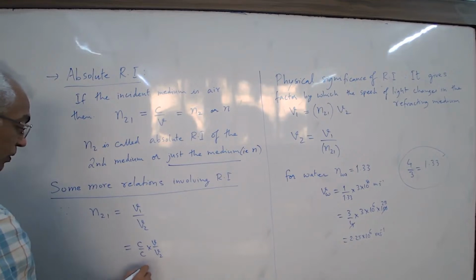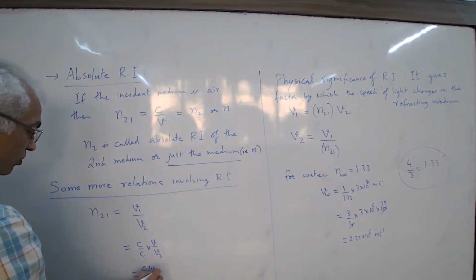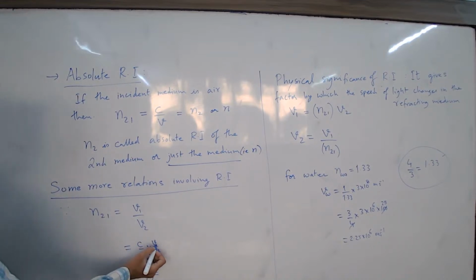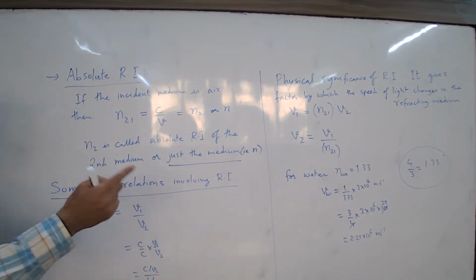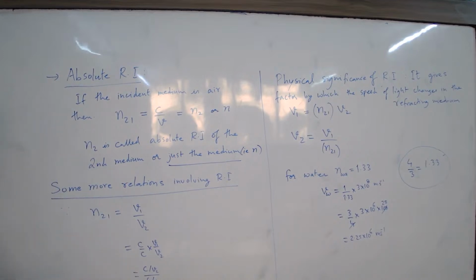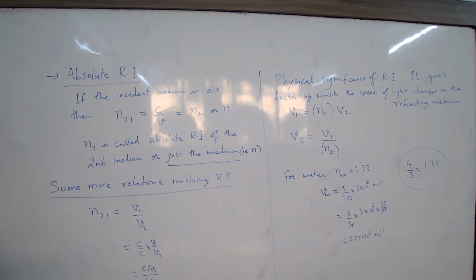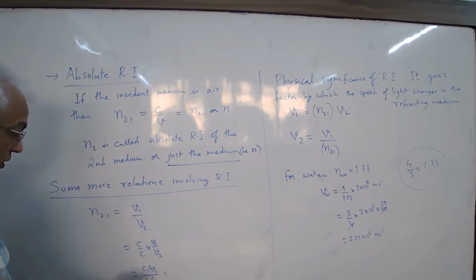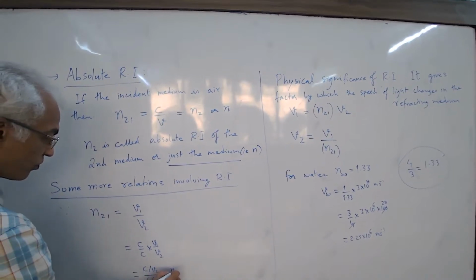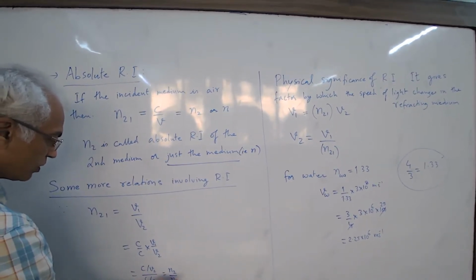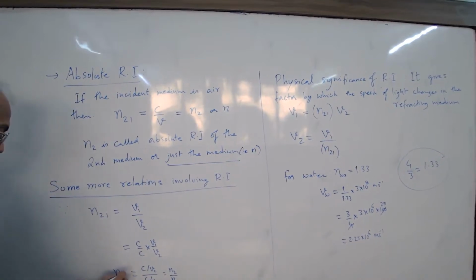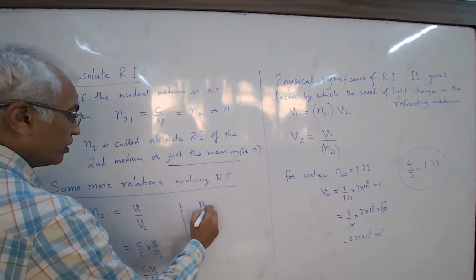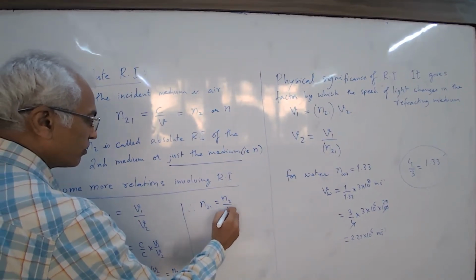Now we will group C by V2 divided by C by V1. Can we do this? We can take A by B divided by C by D, right, is equal to A into D divided by B into C, correct? So that formula. So what is this now? What is C by V2? Absolutely, N2. What is C by V1? N1. So N21 can be written as N2 by N1. N21 is equal to N2 by N1.